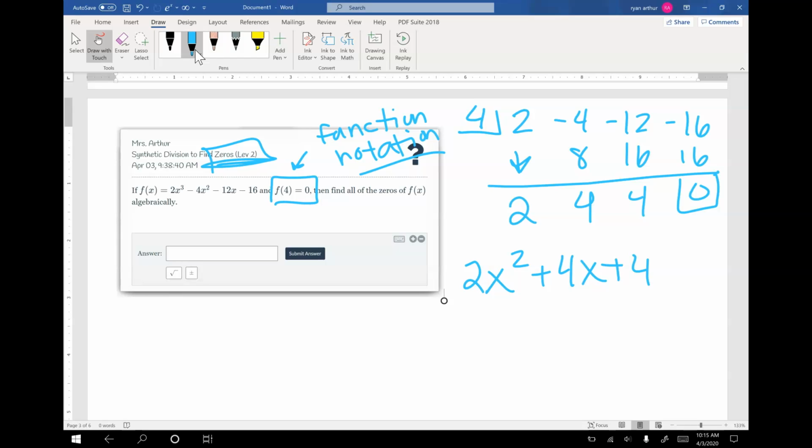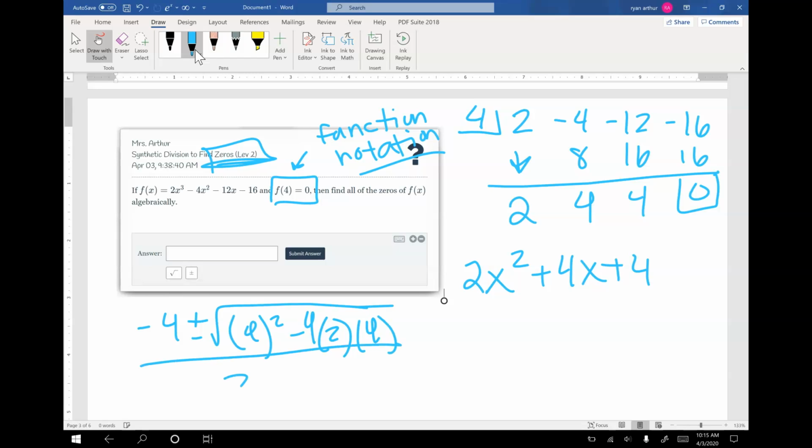Then you'll move over to the quadratic formula. Opposite b plus or minus the square root of b squared minus 4ac all over 2 times a. And then again, you'll continue and get your other 2 factors. Okay?